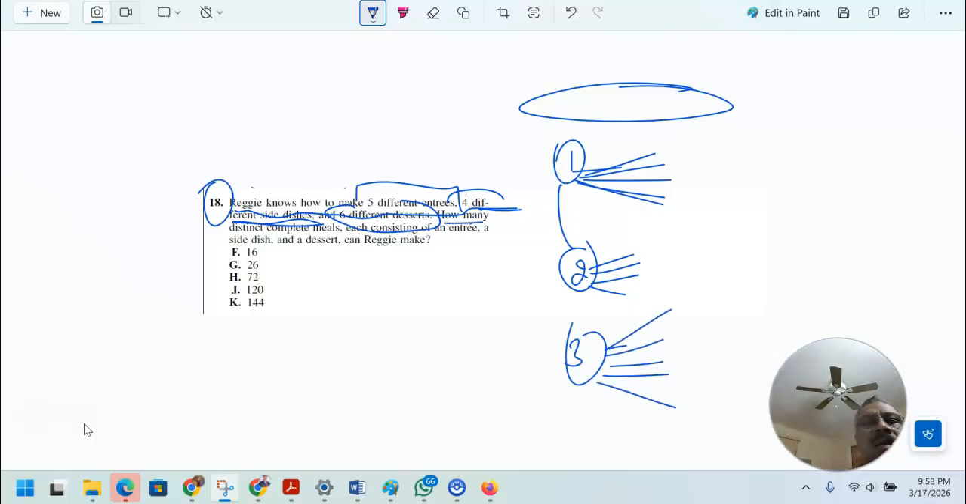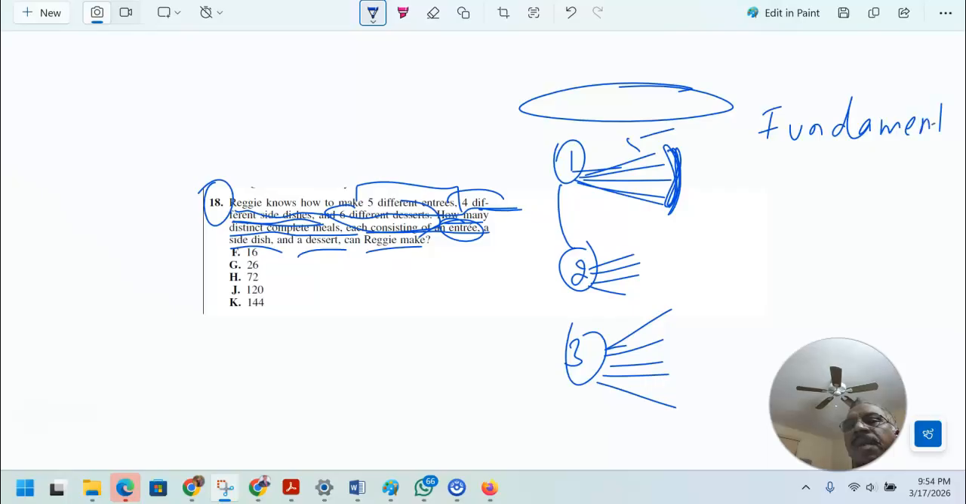So the question is how many distinct complete meals? Each consists of an entree, a side dish, and a dessert. So that means you can pick the first one, any of these 5. So you can use the fundamental counting principle. What is the fundamental counting principle? Basically, because the entree has 5 options, you can pick any of these 5. So 5, and once you are done, this is how it is.